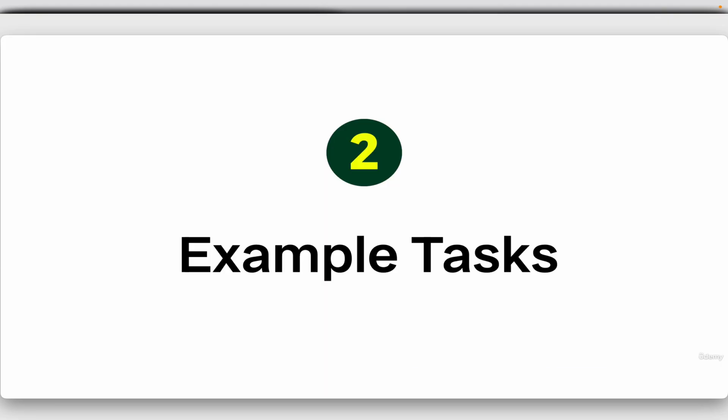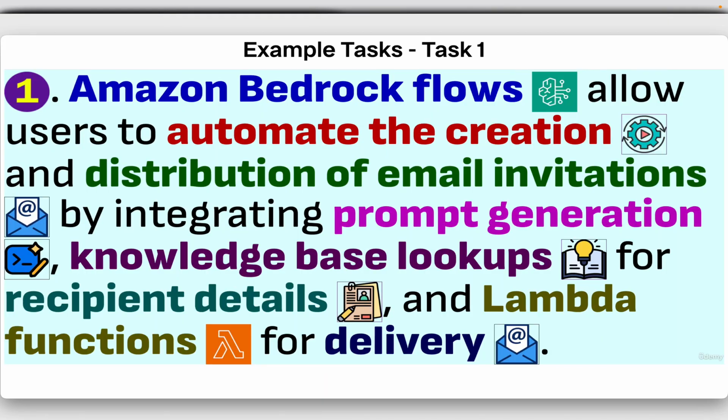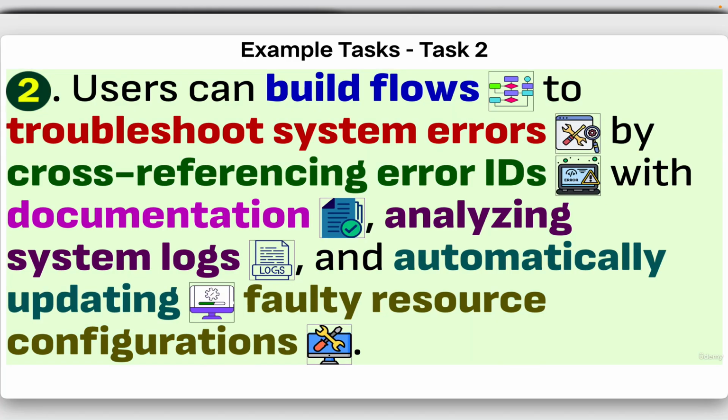Next topic is example tasks. So this is the example task 1. Amazon Bedrock flows allow users to automate the creation and distribution of email invitations by integrating prompt generation, knowledge base lookups for recipient details, and Lambda functions for delivery. Users can build flows to troubleshoot system errors by cross-referencing error IDs with documentation, analyzing system logs, and automatically updating faulty resource configurations.